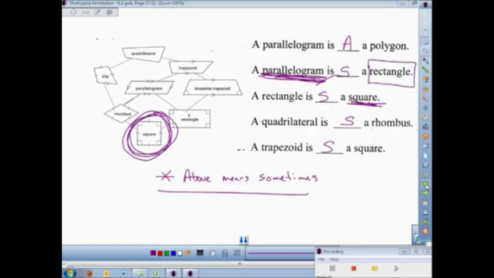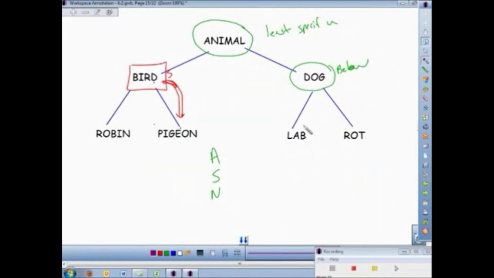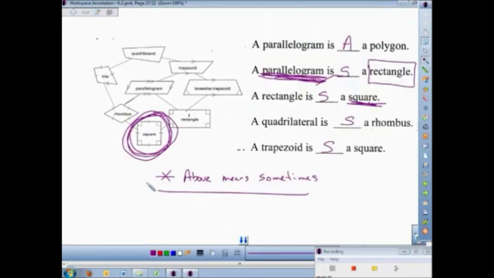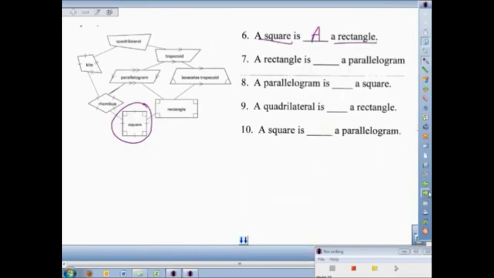And I'll go back 3 slides again here real quick. Will a Labrador always be a dog, sometimes be a dog, or never be a dog? A Labrador will always be a dog, right? Because if you're below something in the hierarchy, you will always be what's above you. Like a Labrador will always be an animal also. So our other rule that we could write down here is if above means sometimes, then below means always. Below means always.